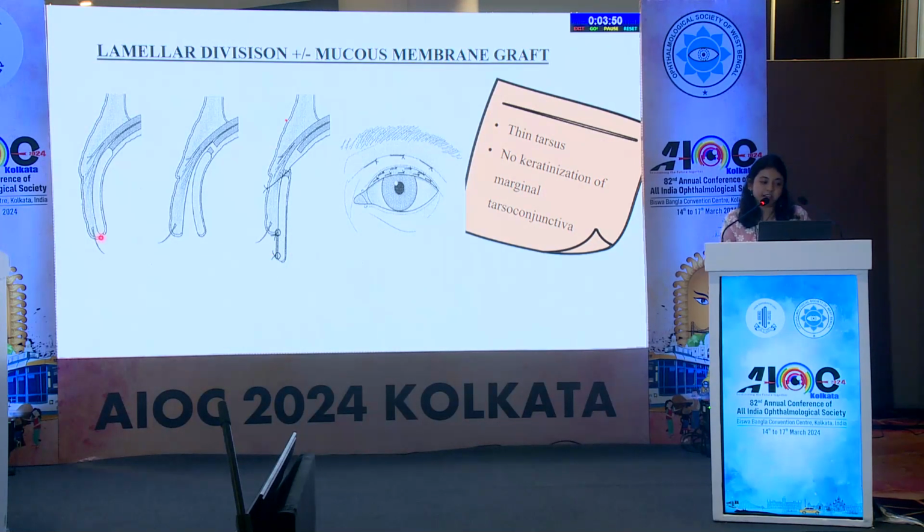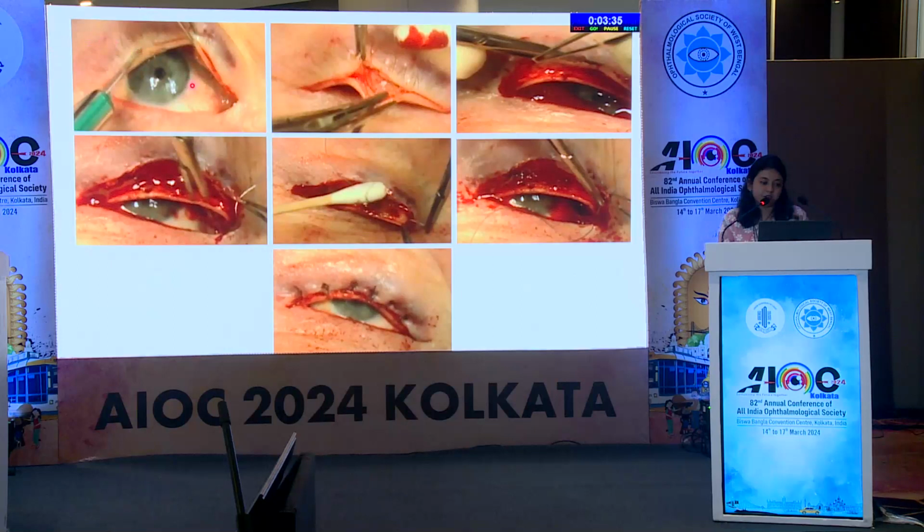So in such a case, a gray line split is done, and the anterior and posterior lamella are split. The posterior lamella is then advanced about 4 mm below the anterior lamella. So even if there is an entropion, this posterior lamella now serves as a barrier between the lashes and the cornea. So this is another pictorial representation.